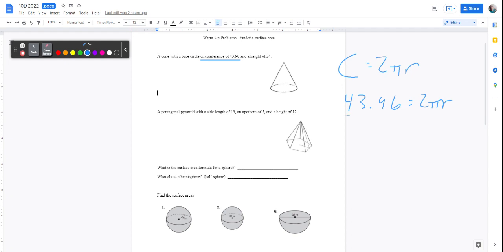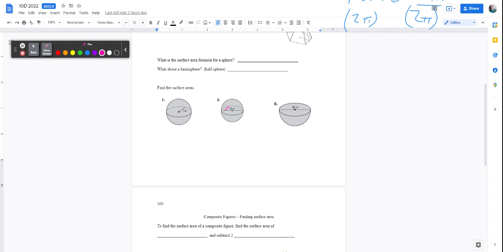We find the radius by dividing by 2 pi, and we have to make sure we divide that in parentheses. So we'll divide that by 2 pi to get our radius. And then with a height of 24 and our radius of whatever it is, we can find the slant height. So that's just something to help you out with that warm-up problem if you need it.